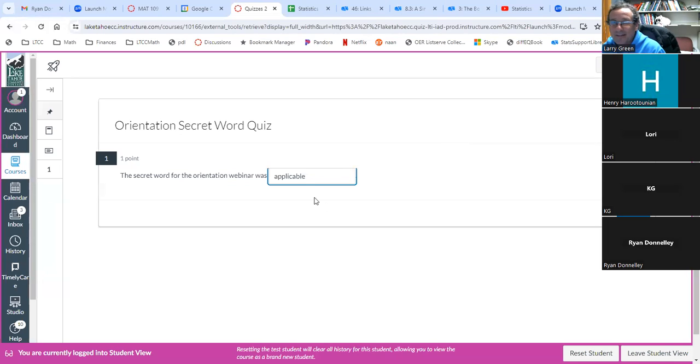Any questions on the secret word? Did you all write it down? Any questions? So write this down because that's the secret word for the orientation: applicable. Because statistics is applicable to so many different fields. So I try and use a secret word on something you wouldn't guess, but is kind of important for what we're talking about. So that was a secret word.